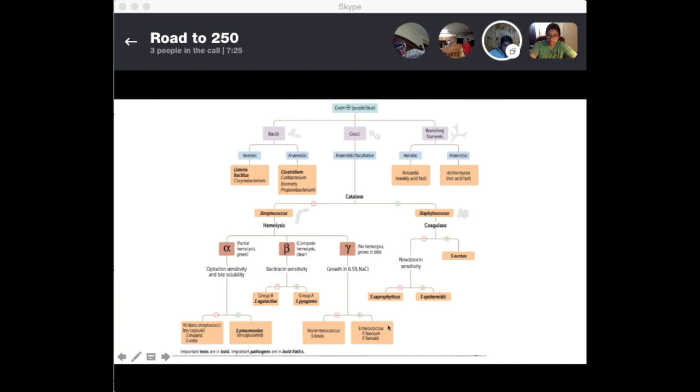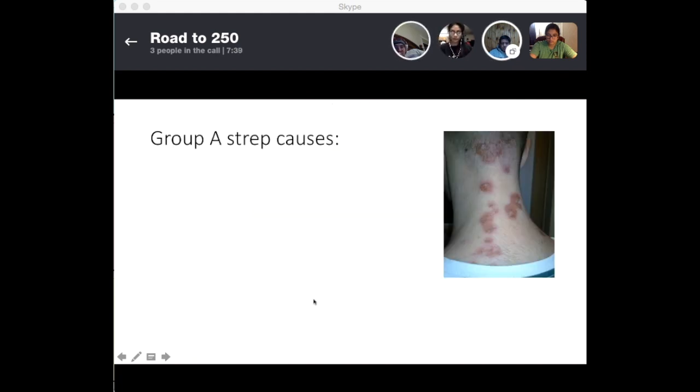So this is just the chart from First Aid. Just wanted to show you that it's gram-positive cocci, it's catalase negative, and it's beta hemolytic. And so we're going to talk about Group A strep. All right, so what does it cause? Can you guys give me some of the things it causes? I gave you a little hint here.